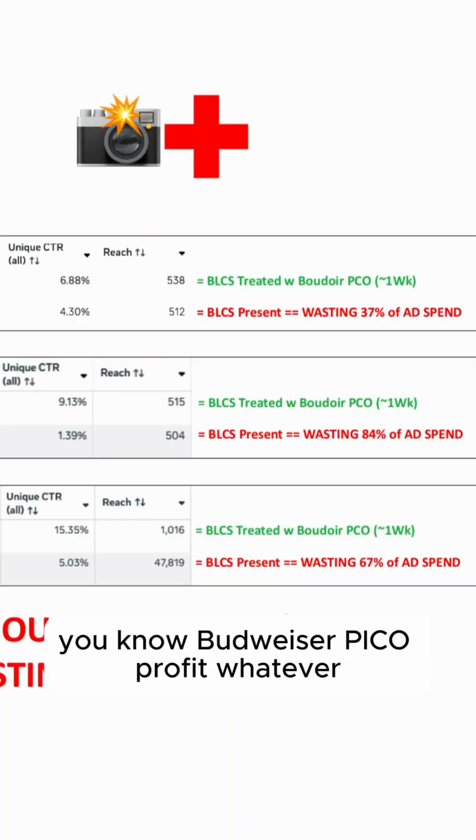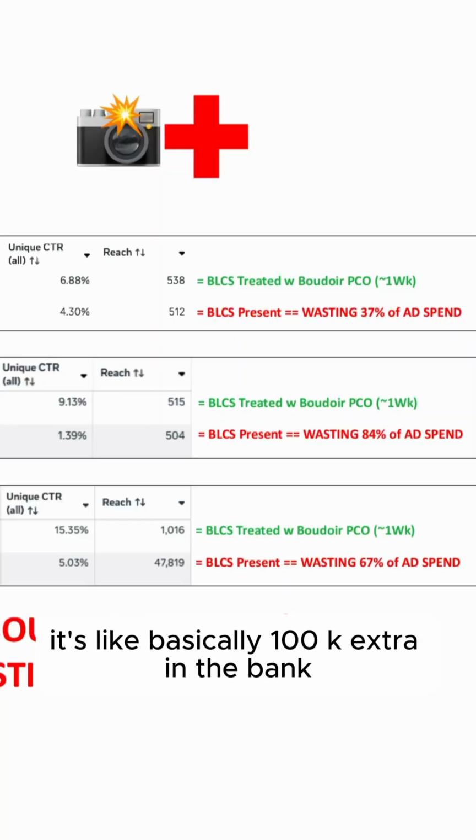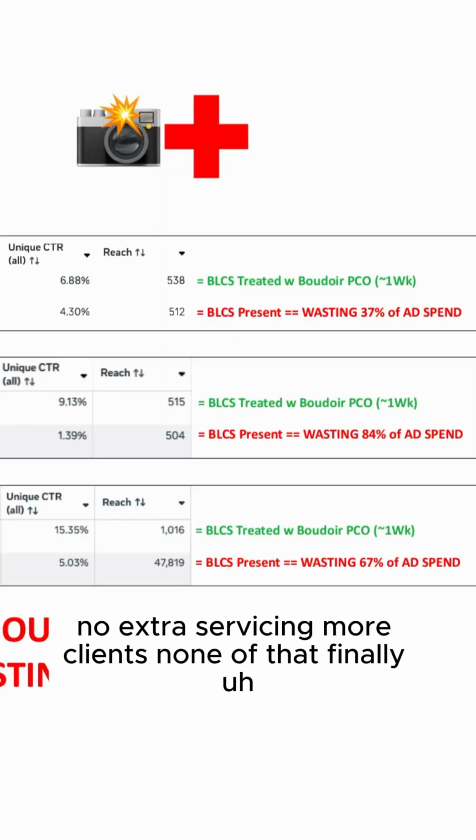Basically, a phantom profit, Boudoir Pico profit, whatever. And at the end of 12 months, it's basically 100K extra in the bank. No extra work, no extra effort, no extra servicing more clients, none of that.